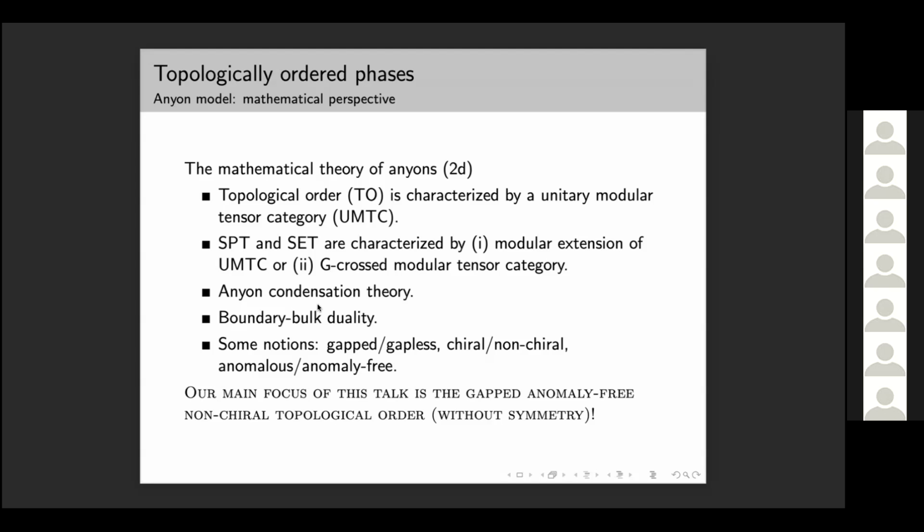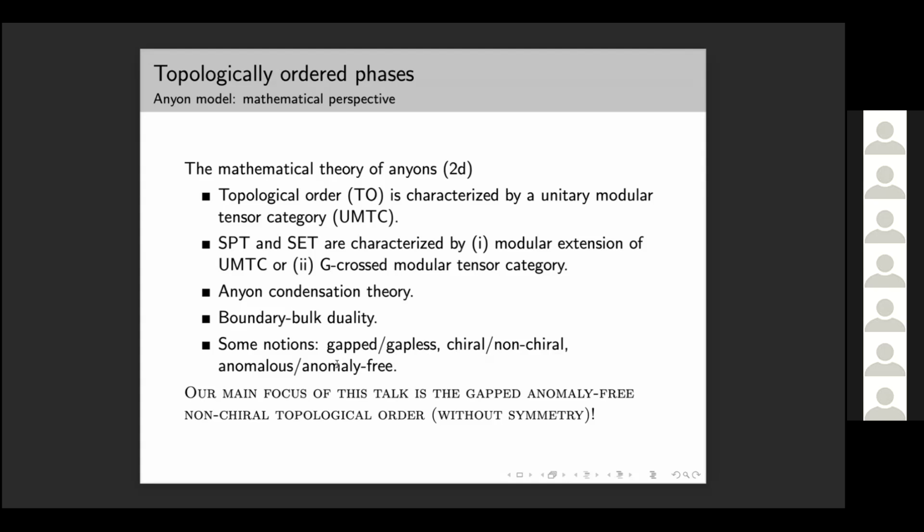And to clarify some notions, we will illustrate some terms like the gapped phase and the gapless phase. For the gapped phase, we will focus on the gapped phase, because there is also the gapless phase, which is more complicated. And for this, we'll also consider chiral and non-chiral phases. Mathematically, the non-chiral phase means that there exists some unitary fusion category such that our topological phase is just the Drinfeld center of this given unitary fusion category. And there is another notion called the non-free.